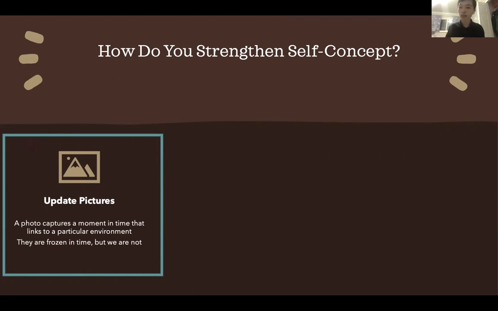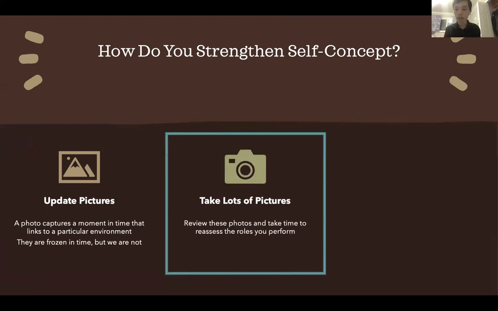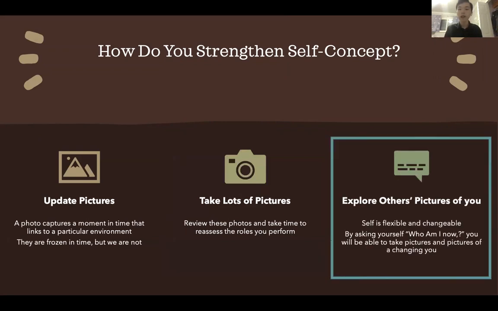So the next part is related to this, which is take lots of pictures. Review these photos and take time to reassess the roles you perform in them. And finally, explore other pictures of you. The self is very flexible and changeable, so you have to realize what others think about you in order to change the shape of your self-concept. And by asking yourself, who am I now? You will be able to take pictures and pictures of a changing you because you keep thinking about this. And the photos show what you think about.